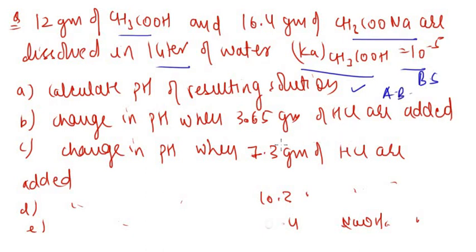Now we have added some amount of HCl, and we have increased the amount of HCl. Now finally we have added some amount of NaOH. Now we have to calculate the change in the pH of the solution. So let's start the problem.